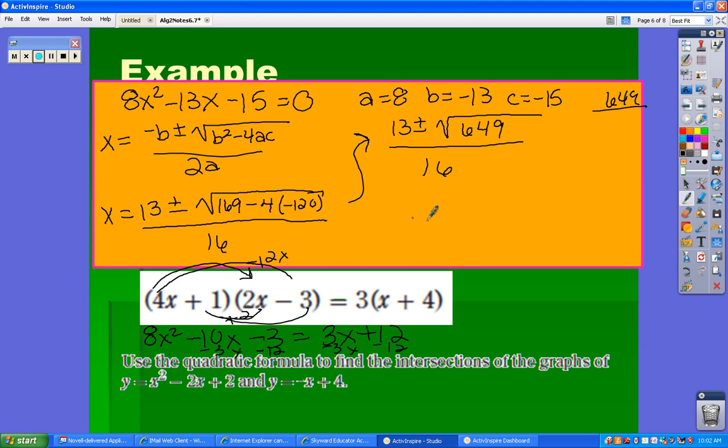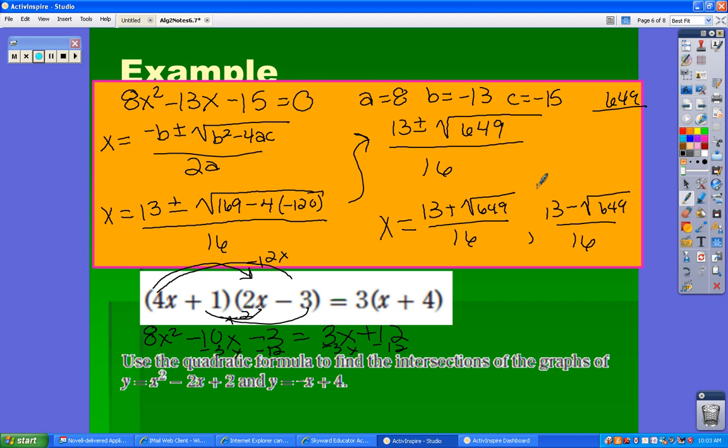Okay, so this just stays as it is, and your answer is going to be for x equals 13 plus square root of 649 over 16, and 13 minus square root of 649 over 16. Now, sometimes they're going to ask you for decimal approximations, in which case you would just plug it in and see what you get, because it depends what the problem is looking for, but in this case you can leave it as an exact answer.